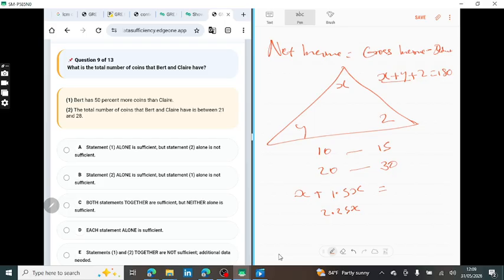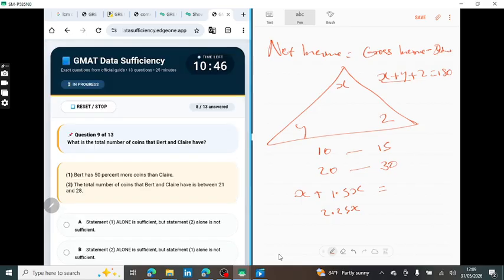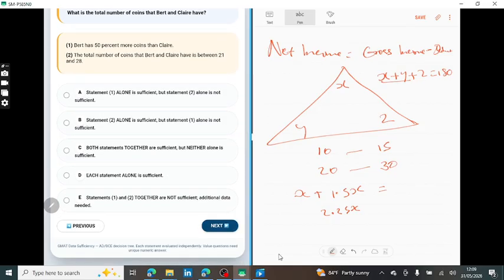And because a coin cannot be a fraction, I mean, you cannot cut a coin into pieces, the question already assumes a whole number. So when combined together, they become sufficient because the number of coins they have is 25.